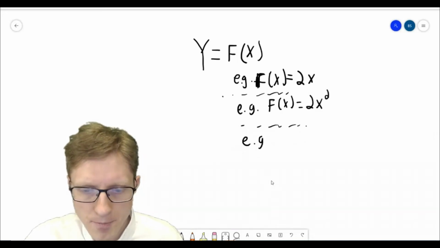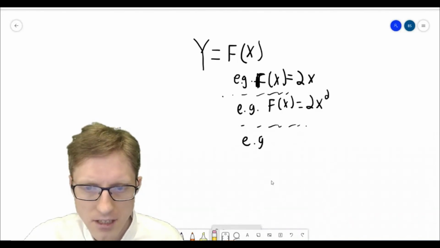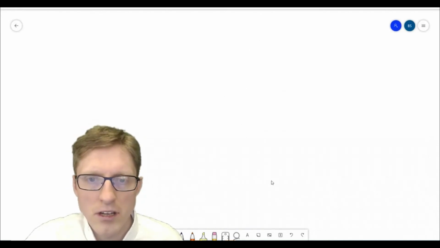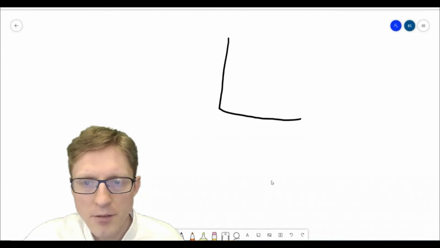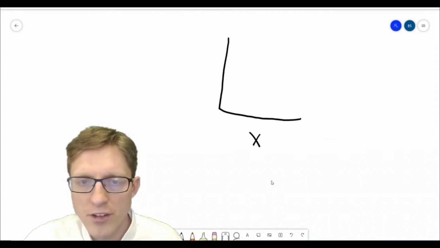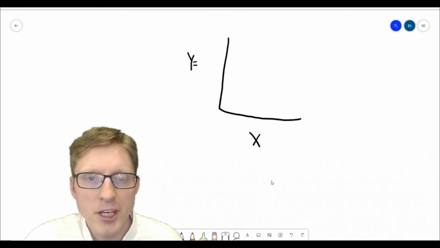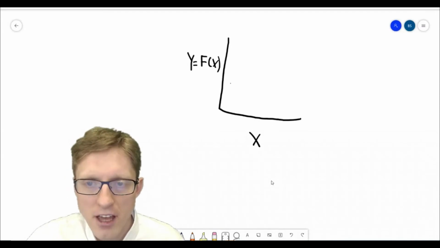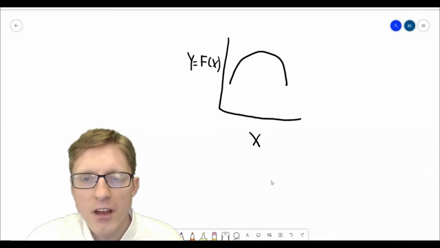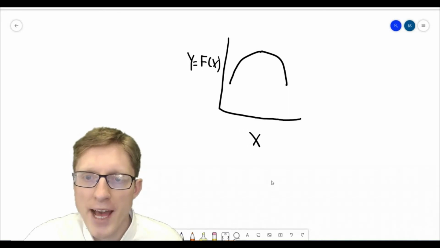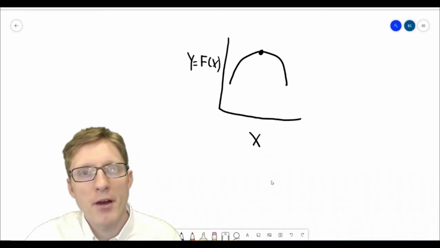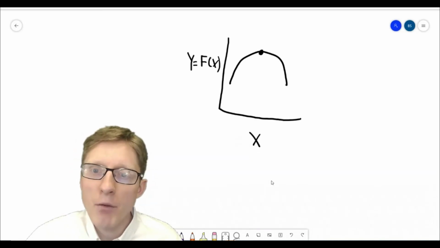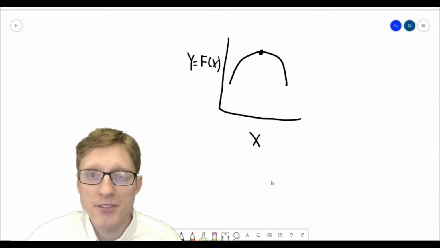So let's try plotting some arbitrary function. I'm going to illustrate this graphically. So here I'm going to have x on the horizontal axis. I'm going to have y, which is just equal to some function of x, on the vertical axis. And let me draw this function. So you can see pretty clearly, if we were searching for a maximum, that maximum occurs about here. Now we can see that by looking at the graph. But suppose that you were given an equation. How would you find the value of x which maximizes that function?